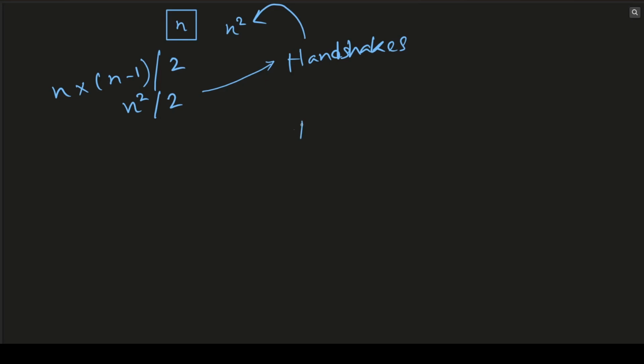So in this way, if you have 10 people, you get about 45 handshakes. And if you have 100, you get about 4950 handshakes. So that is 100 times more handshakes for 10 times more people.